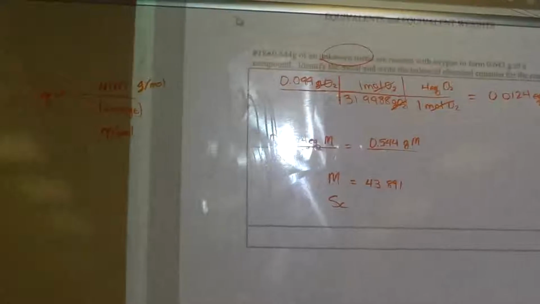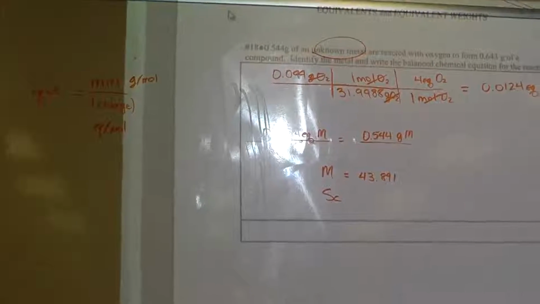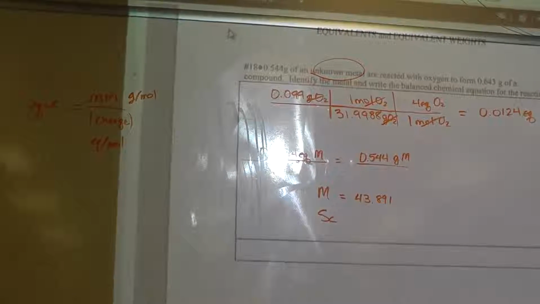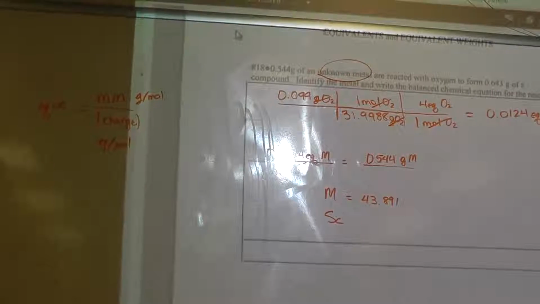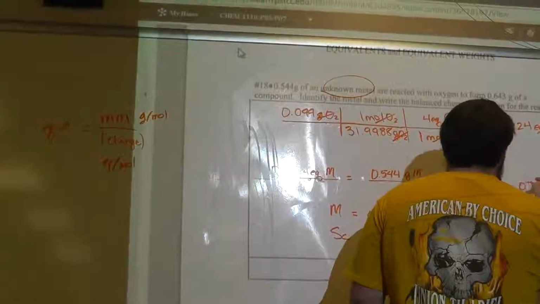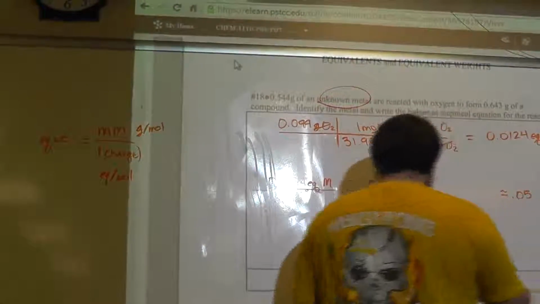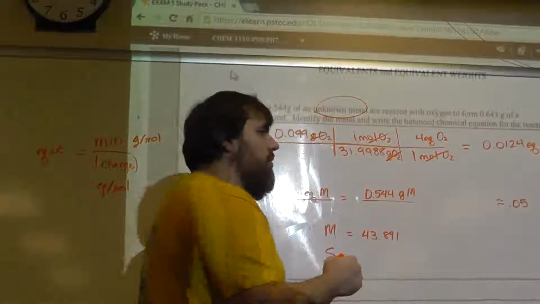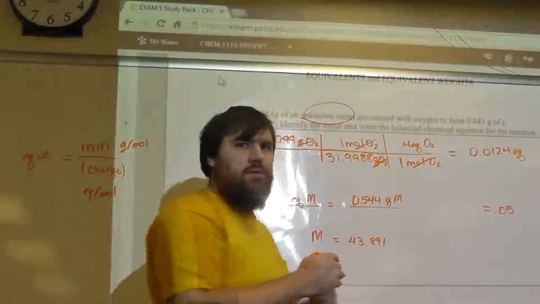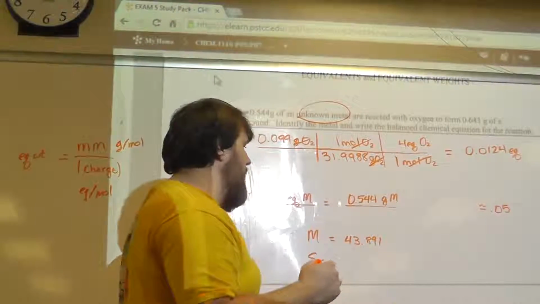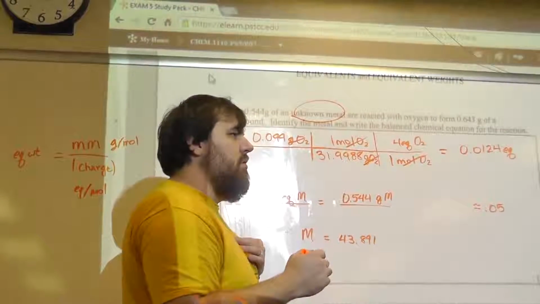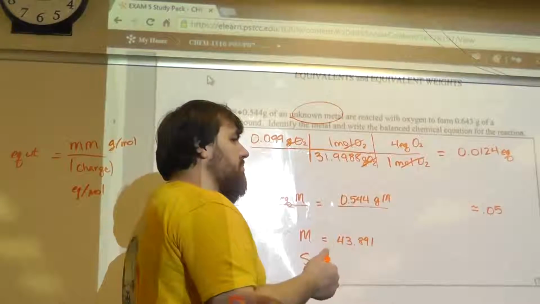No, that's not right. Wait, there's another step. You have to multiply it by 2 in order to get closer to the atomic weight. Oh, that's right, because you have the 0.05 mole. So we need to do, now what is that? 86? What's it coming out to? 86, 87? 87.62. So then it's strontium.